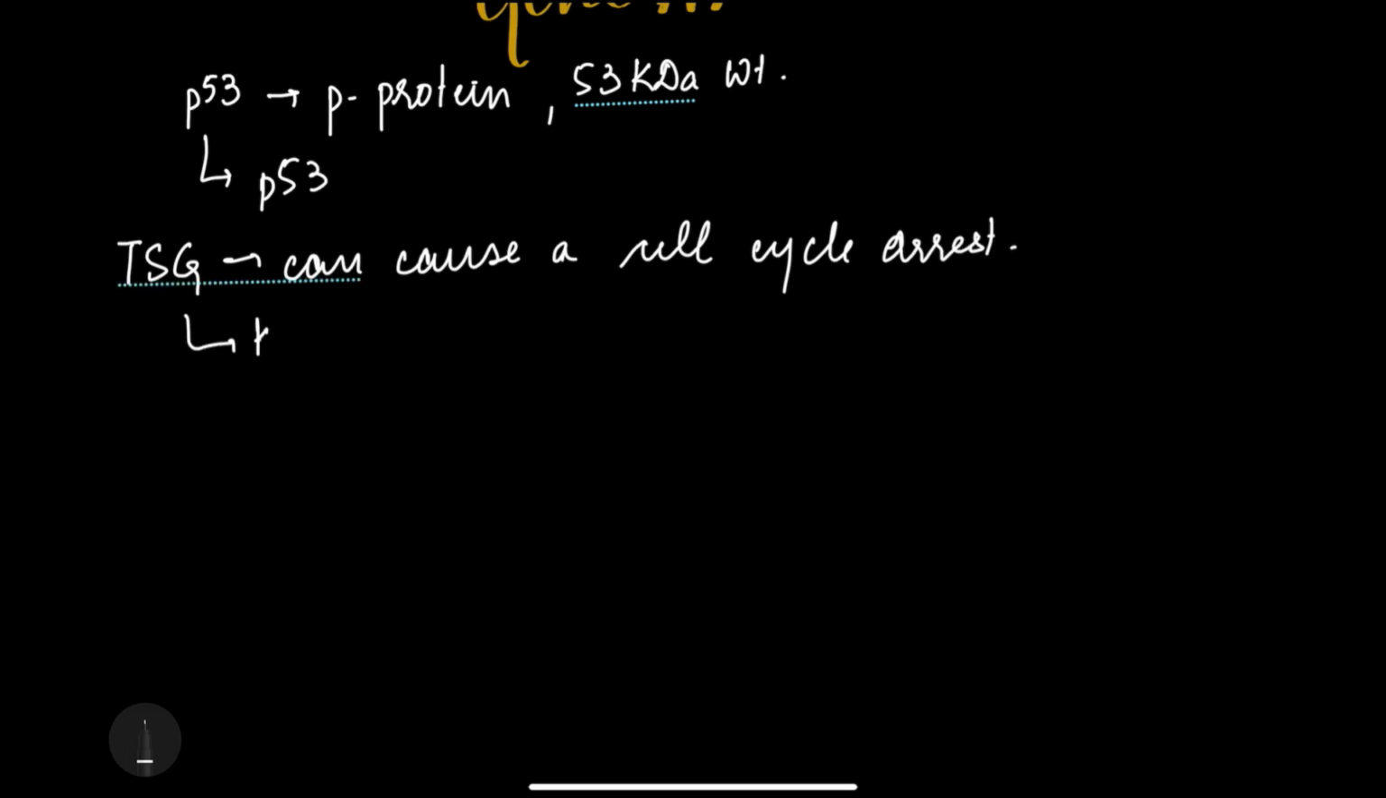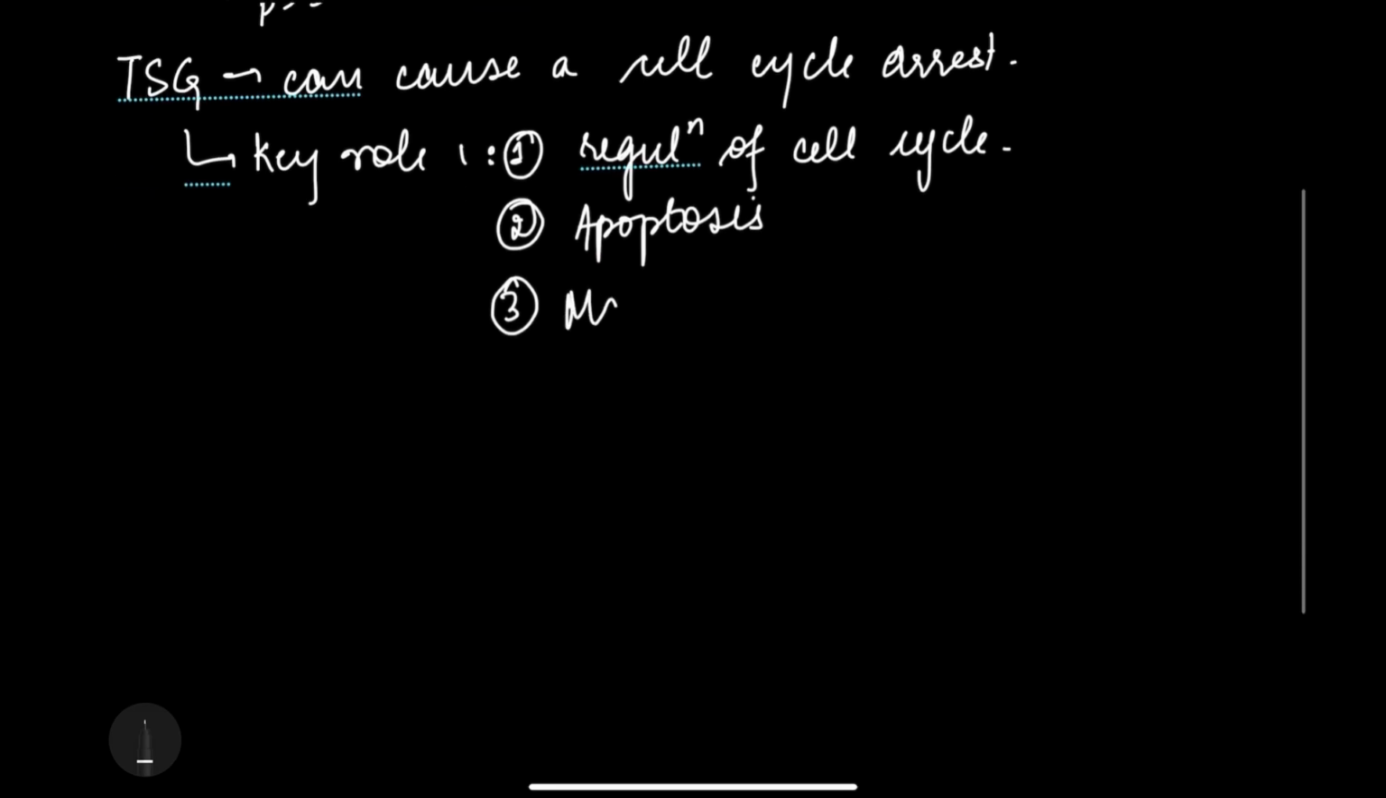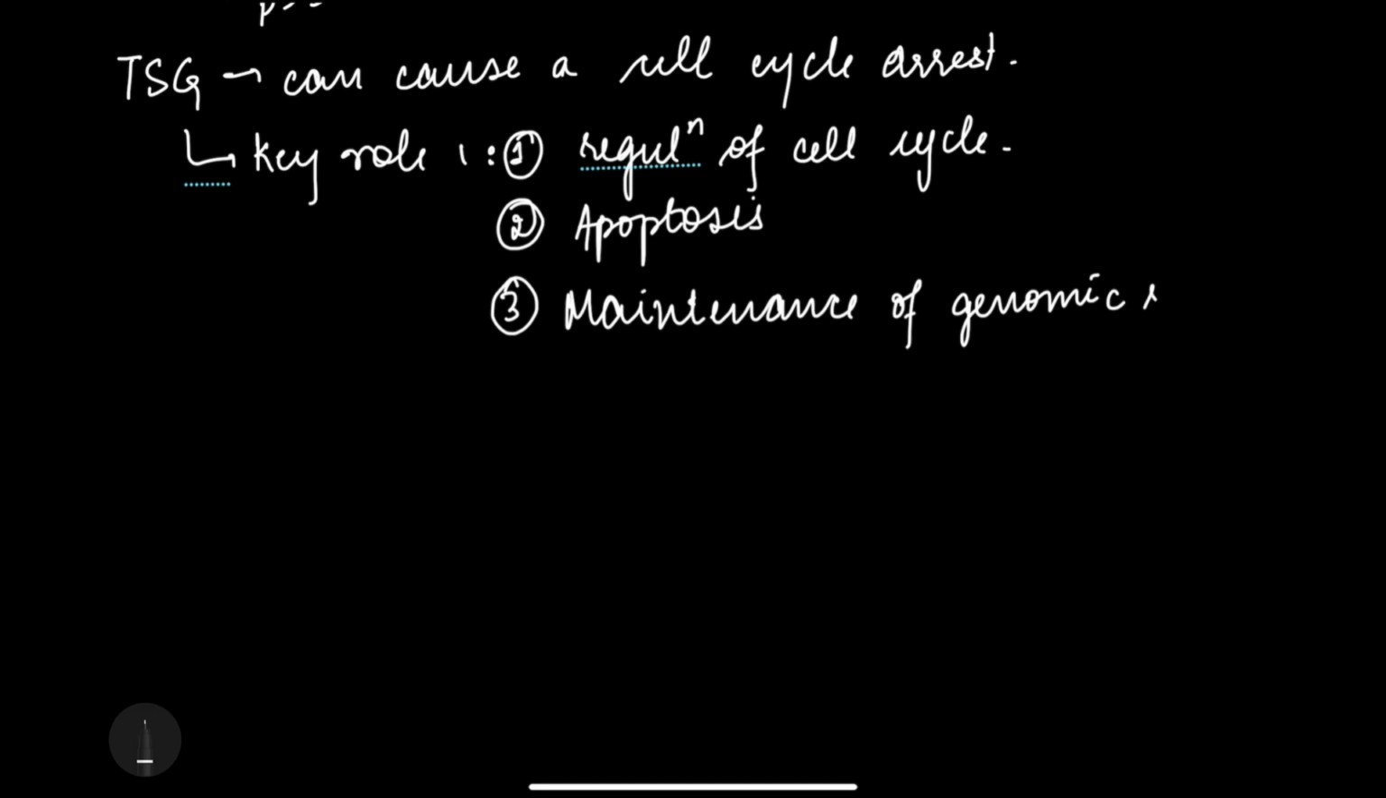Its key role is, first, it helps in regulation of the cell cycle. Obviously, if it is a tumor suppressor gene, it can help in regulation of the cell cycle. We'll understand its mechanism, how, right? After that, its second role is in apoptosis, right? Okay, so after apoptosis, last, it helps in the maintenance of genomic stability. How? By the mechanism of DNA repair, right?